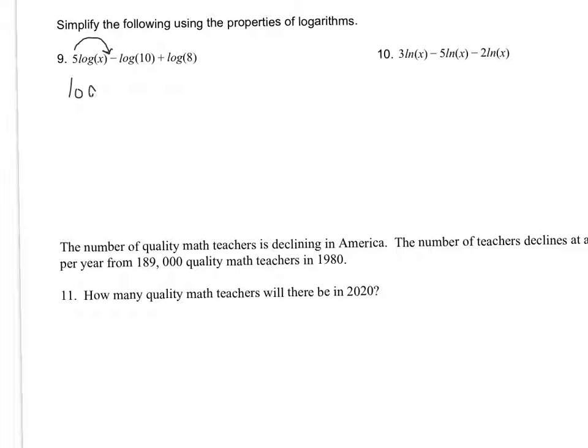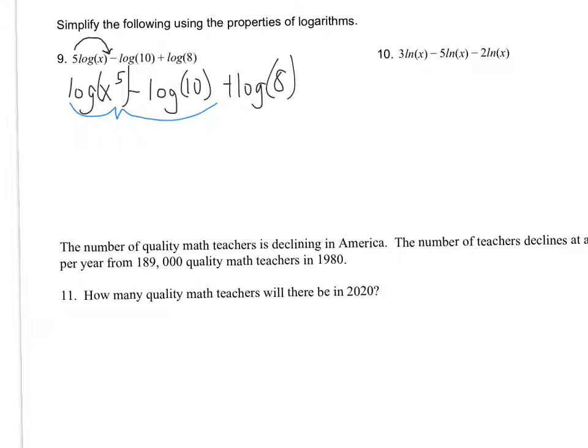So I can rewrite this as log x to the 5th minus log of 10 plus log of 8. So these 2 logs, the log x to the 5th and the log 10, are subtracted. That means I will divide them. So write it as a single log. It'll be x to the 5th over 10, plus log of 8.